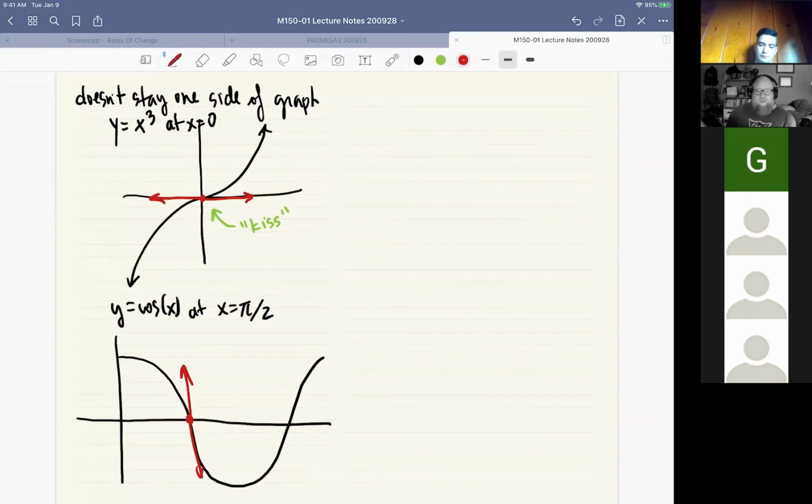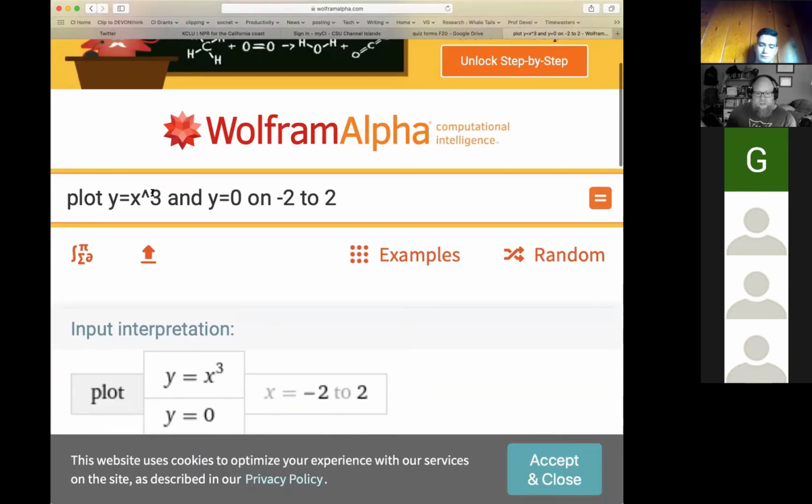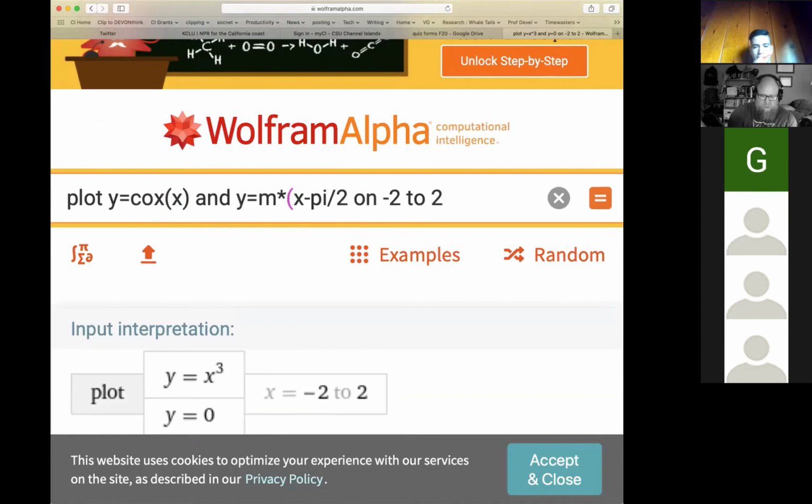So let's go look at Wolfram Alpha and see what it tells us about the cosine and its tangent line at that point. So let's say cosine of x, and I'm going to say y equals, what is the graph here? Something times x minus pi over 2. That's going to be plus 0, and the m is minus 1. Let's see if I got that right. And we're going to go from 0 to pi.